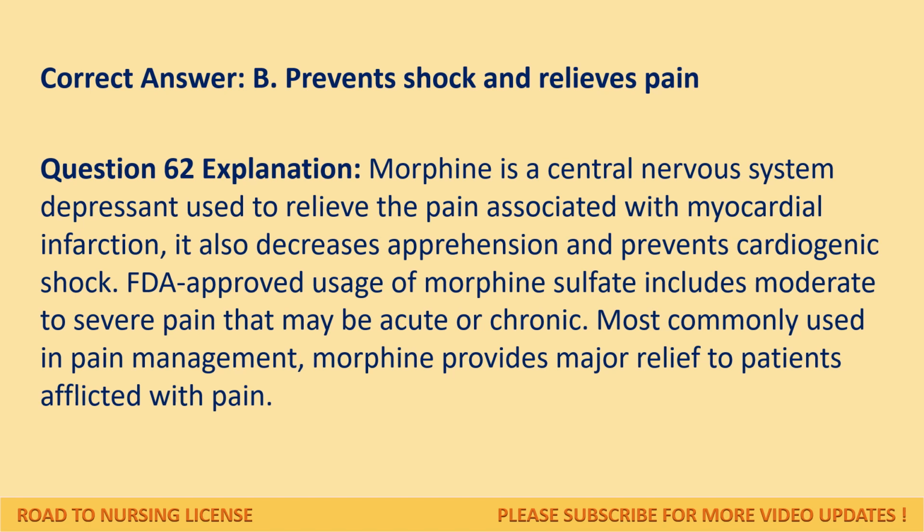Question 62 Explanation. Morphine is a central nervous system depressant used to relieve the pain associated with myocardial infarction. It also decreases apprehension and prevents cardiogenic shock.